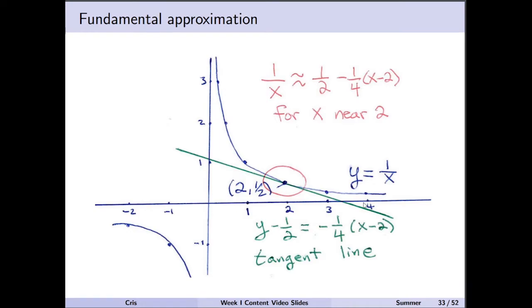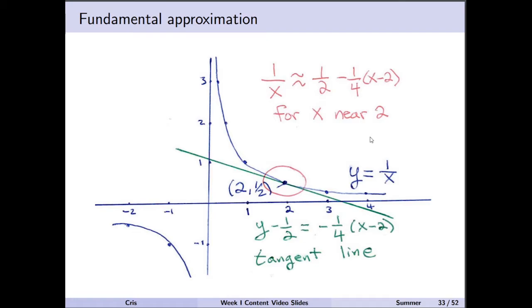Here we have the hyperbola, y equals 1 over x. We have a green tangent line through the point 2 comma 1/2. And again, this graph isn't as good actually. My slope really isn't as close to minus 1/4 as it should be. But again, we see the approximation of the curve by the tangent line, and that we can express this geometric fact by saying one function is approximately equal to a much simpler function. That's the fundamental approximation.